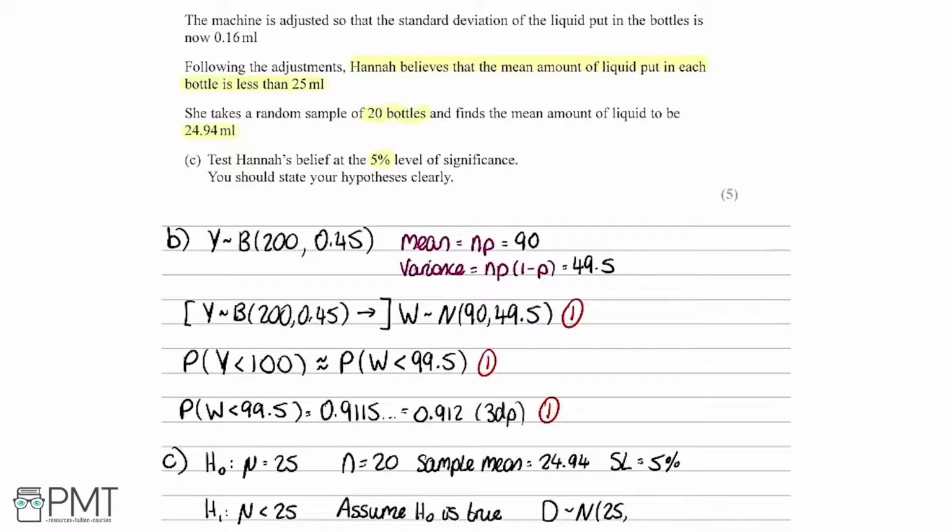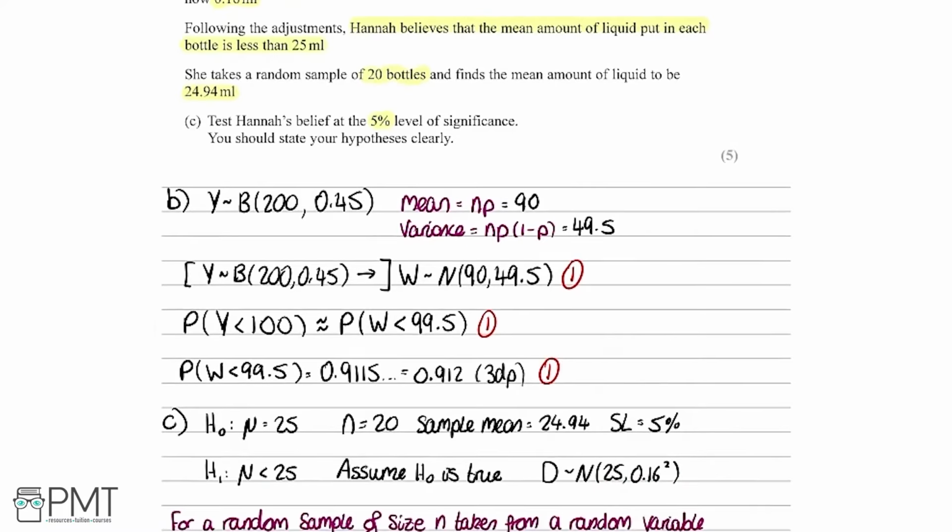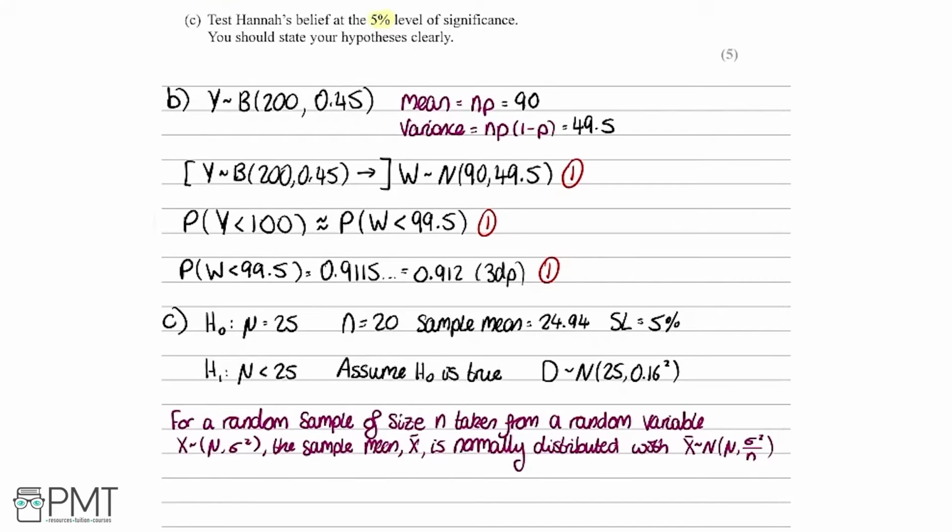And looking back up in the question for the standard deviation, we can see that's now 0.16. We need to remember that it's squared, which gives us the variance. So assuming that H0 is true, D is distributed normally with a mean of 25 and a standard deviation of 0.16. Now we know for a random sample of size n taken from a random variable X, which is normally distributed with mean mu and standard deviation sigma, the sample mean, X bar, is normally distributed, again with the same mean, but with the variance being the standard deviation squared all divided by n, the sample size.